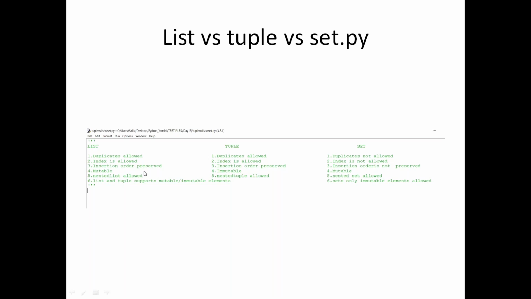Third one is insertion order is preserved. That means the order sequence, first in first out, and the display of print will not be there when it comes to set. But when it comes to list and tuple, it will follow the first in first out basis. That means if I enter 40, 10, 20 as my values, when I give the print also I'll get 40, 10, 20 only. But when I come to set, it is a random print. So the three numbers will be displayed, but the positions can vary, because the index is not preserved.